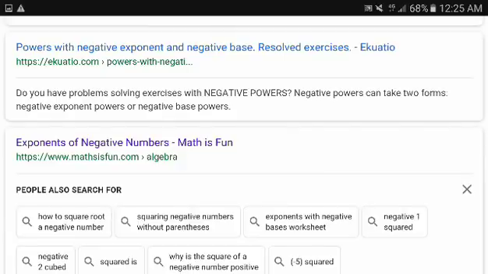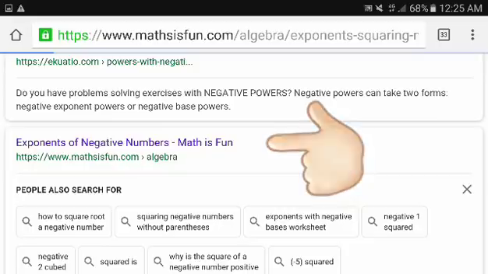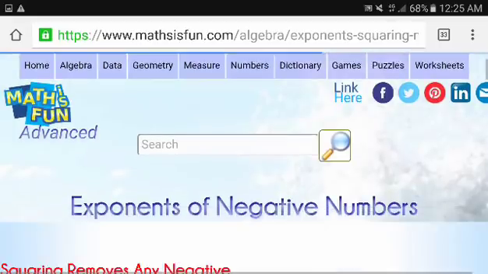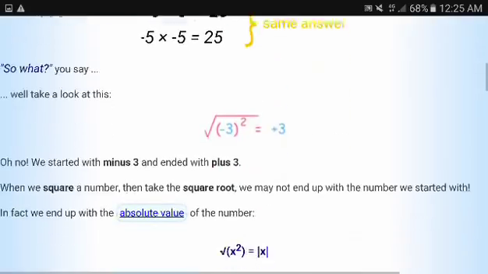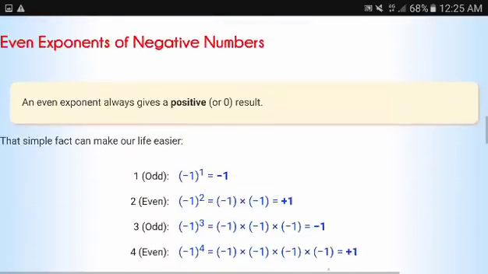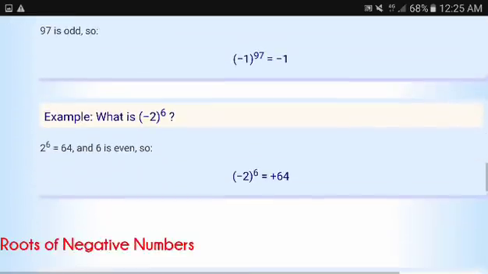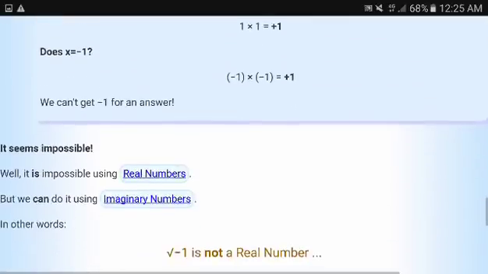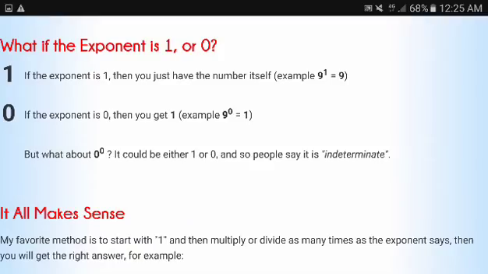Now, let's go to mathisfun.com. Another reference again. So let's go to the part with the negative base. Let's review again what if the exponent is 1 or 0.